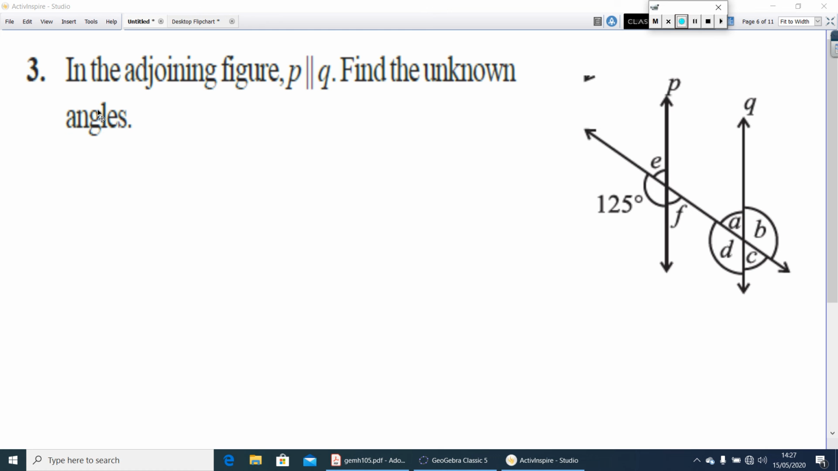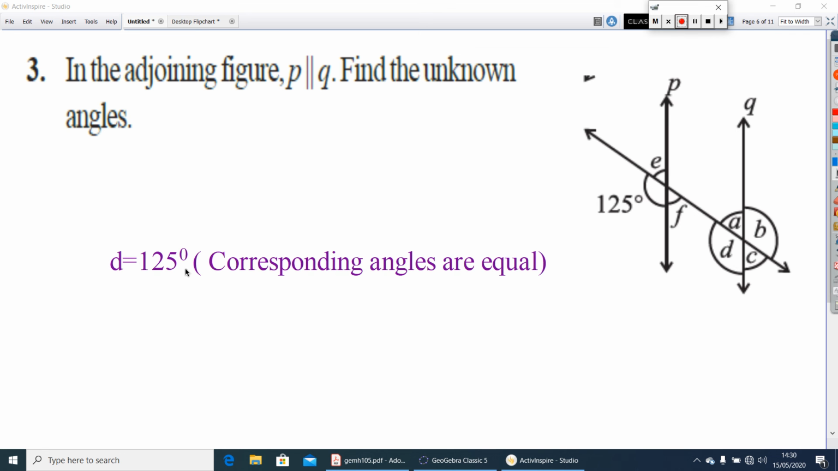Now question number 3. In the adjoining figure, P is parallel to Q. Find the unknown angles. You have to find out A, B, C, D, E and F. Since this is 125 degrees, the corresponding angle, angle D, you can write D is equal to 125 degrees. The reason: corresponding angles are equal. Now you can find B also. If D is equal to 125, B is also 125. What is the reason? Vertically opposite angles.